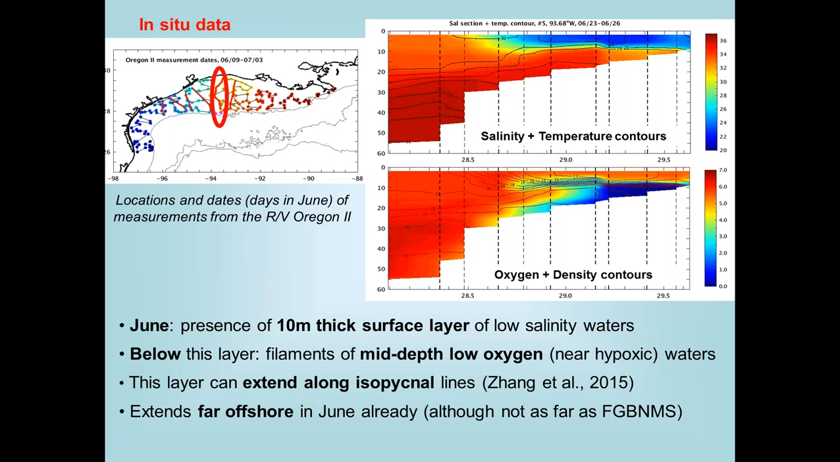So we see that below this surface low salinity water of river origin, there is a minimum in oxygen, which is expected in hypoxic conditions such as the Northern Gulf in summer, but usually hypoxic waters are sitting at the bottom. But here, it's a mid-depth layer that is extending offshore following the isopycnal contours. This is a process that has been reported recently and has happened in the past, but we see it happening this year on a very large scale. And it was able to extend quite far offshore. In the data we have, it has not reached the Flower Garden Banks yet, but we suspect that this type of process was able to reach that area.